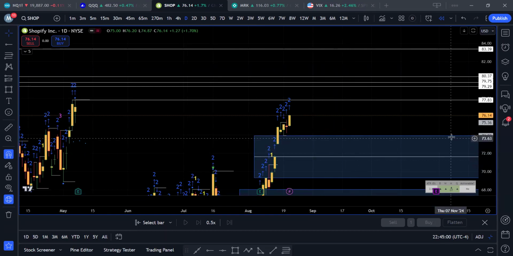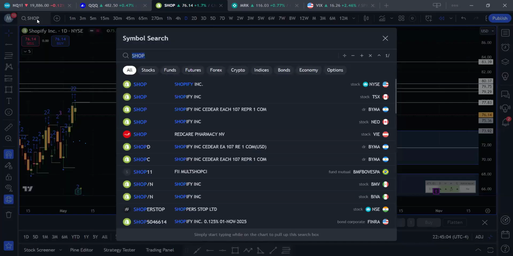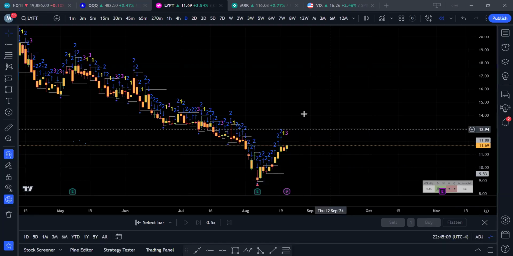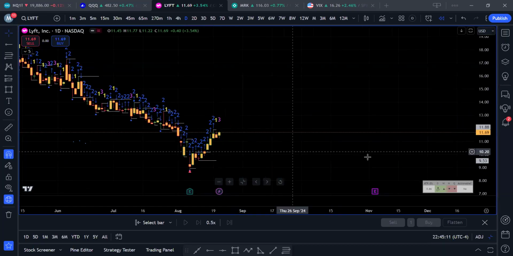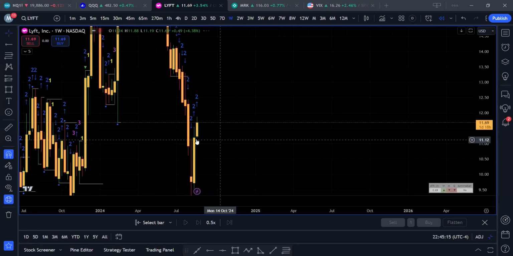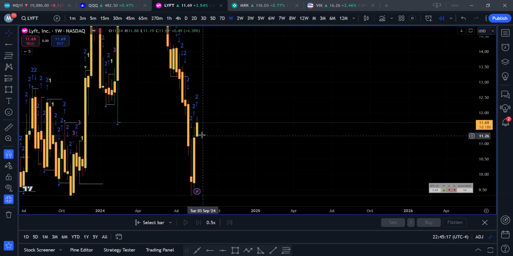All right, that was one. The other one I was looking at, I think it might be time for round 2 on Lift. I originally had called out the 11 call for Lift. So just so you see the week, right? We crossed above.